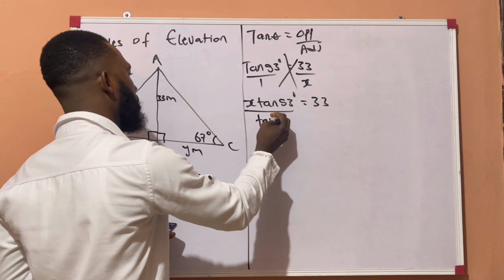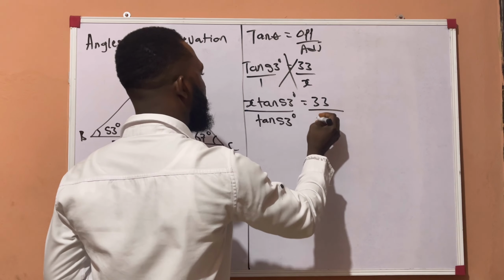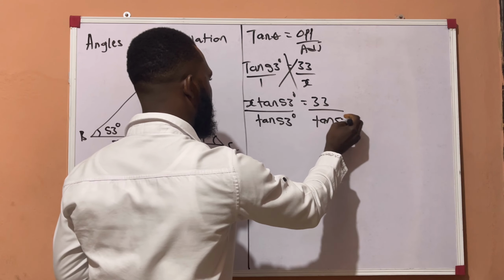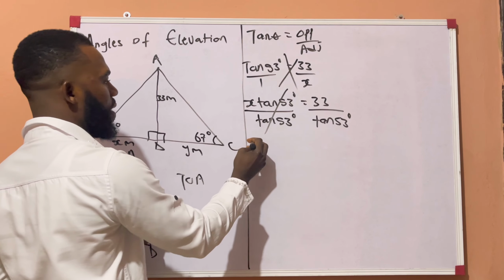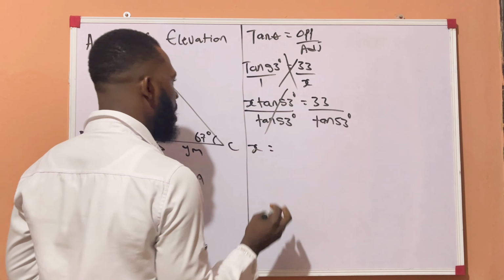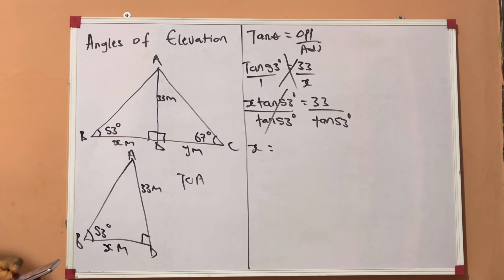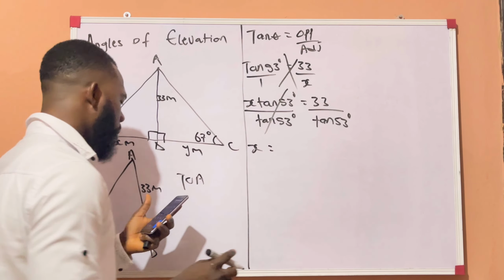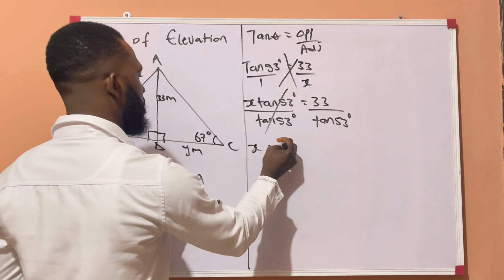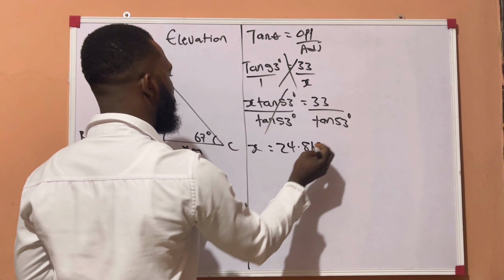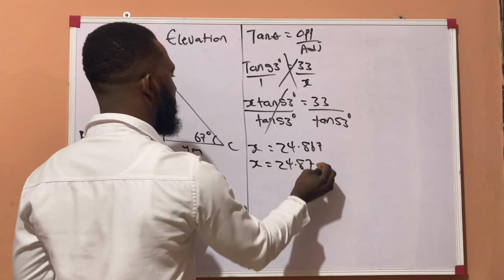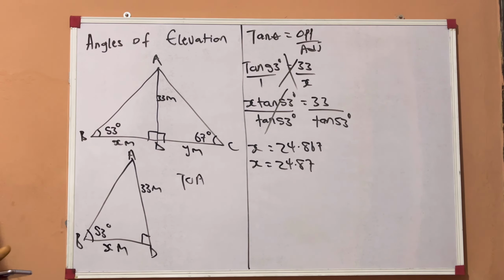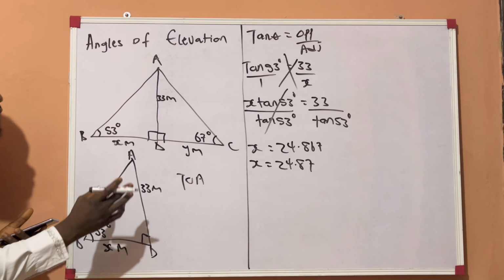33 over tan 53. Of course, when tan 53 degrees cancels out tan 53 degrees, what I have now is x. Now 33 divided by tan 53 degrees will give us 24.867, which is approximately 24.87 to 2 decimal places. Now we've gotten the value of x as 24.87.